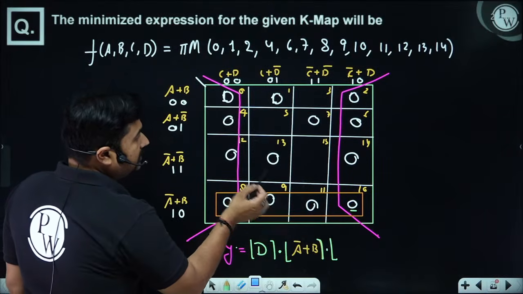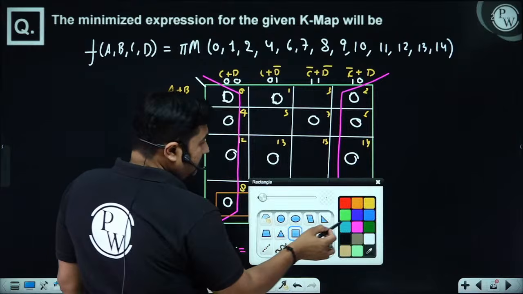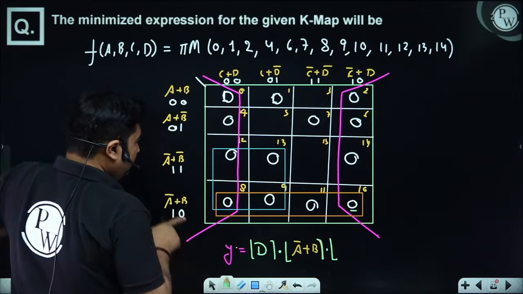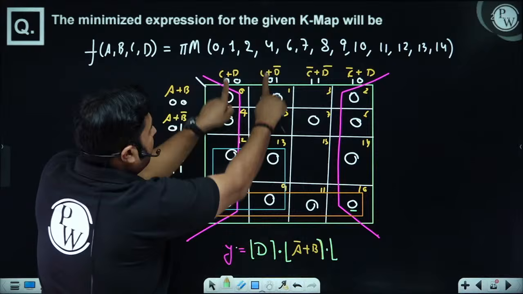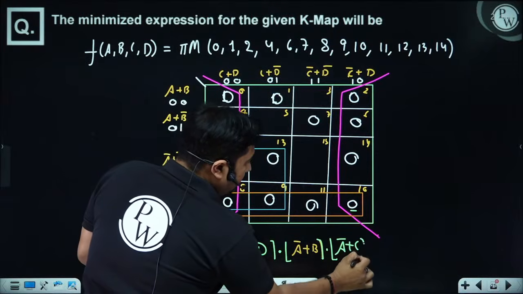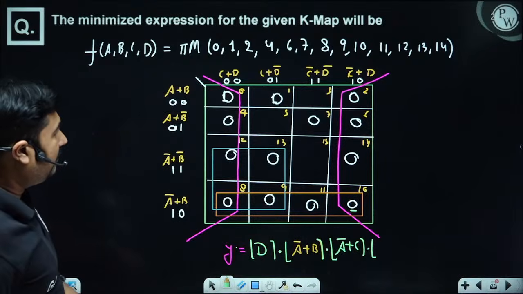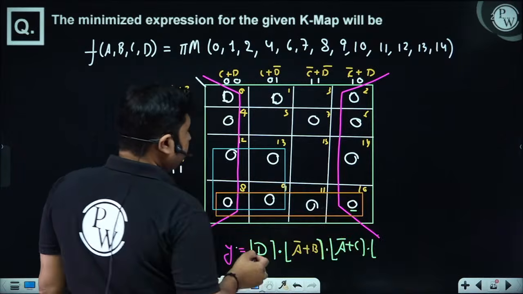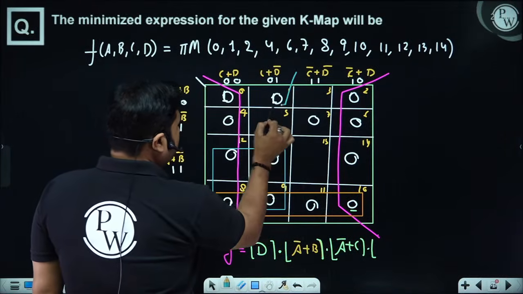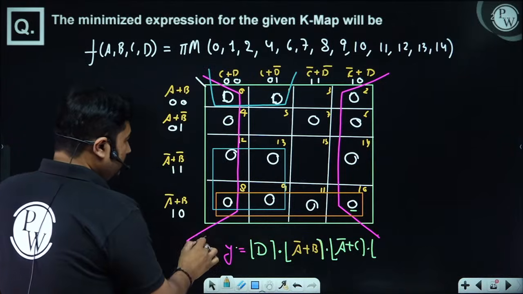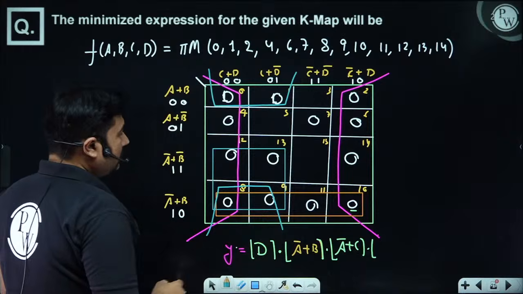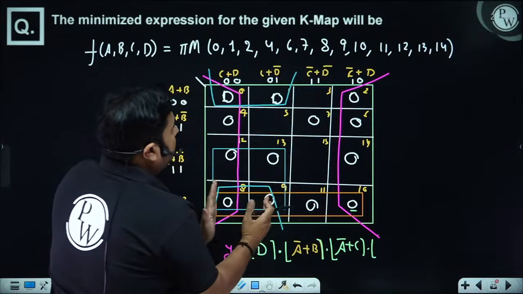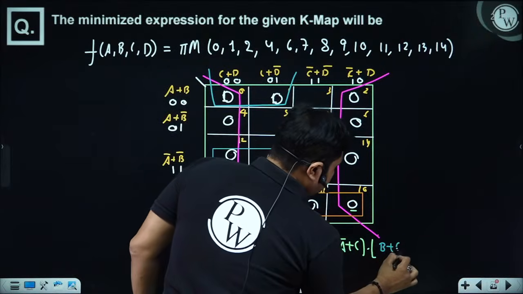Sir, another chord is possible. Which chord? This chord is possible. So this chord will give you, from here we have A bar and from here we have C. So A bar plus C. Then sir, we have logic level 0 here and logic level 0 here. One more chord is possible. Which chord, beta ji? Sir, this chord is possible. So this chord will give you, from here we have B and from here we have C. So B plus C.